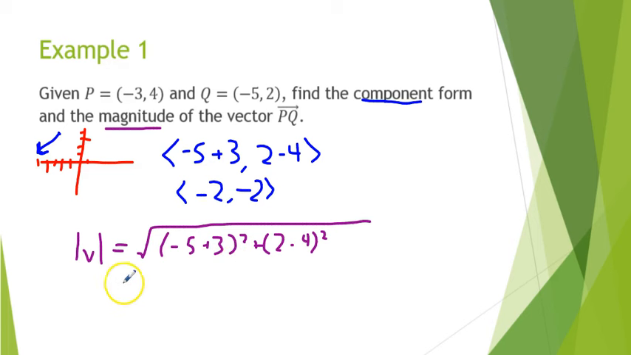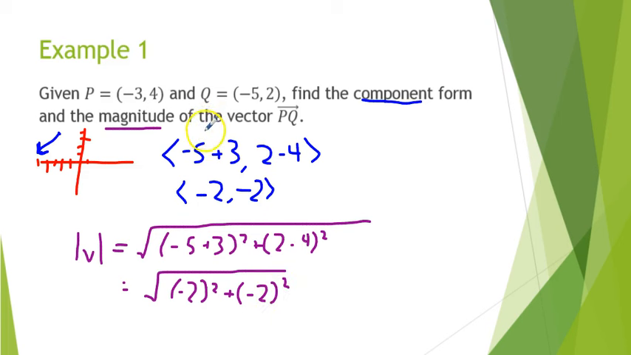And then when we compute these values, we're going to have -2 squared plus -2 squared. And you'll notice if you already did the component form, your values should be the same here, because in both cases we're evaluating x2 minus x1 and y2 minus y1. That's the same information we're plugging in down here. And then when I evaluate -2 squared, we get 4 plus 4.